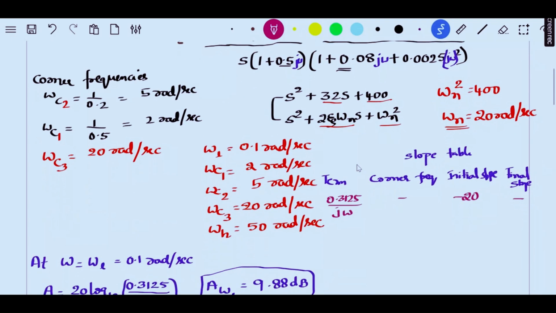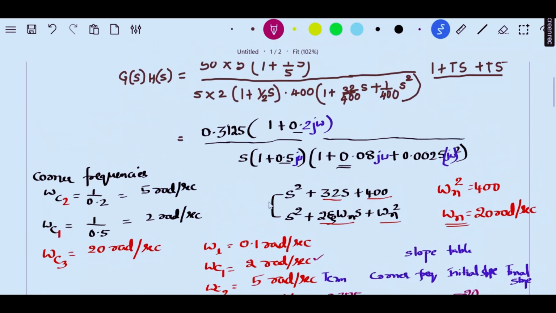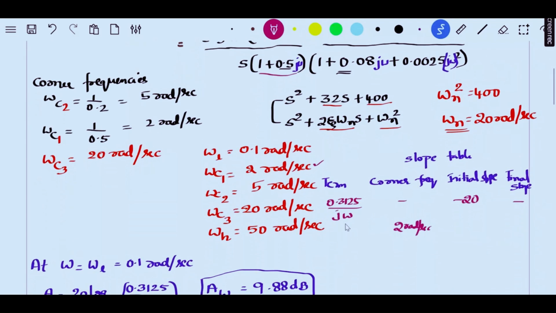Now the second term is the first corner frequency, which is 2 radians per second. That 2 radians per second is obtained because of the term 1 divided by 1 plus 0.5 j omega. So that is what we write here. Now this is a simple pole. A simple pole will give you a slope of minus 20, and the earlier slope was minus 20. Both get added up and it becomes minus 40. Minus 40 is the final slope.